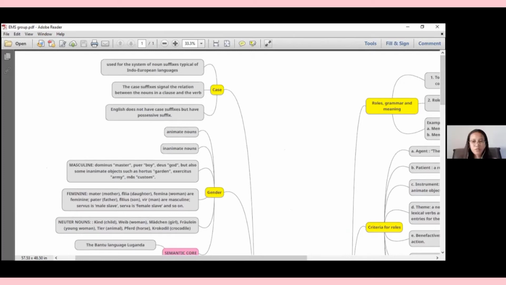In grammatical future, we have case. Case is used for the system of noun suffixes typical of Indo-European languages. And the case suffixes signal the relation between the nouns in a clause and the verb. However, English does not have case suffixes, but it does have a possessive suffix.